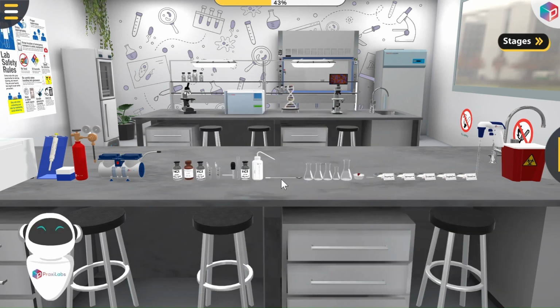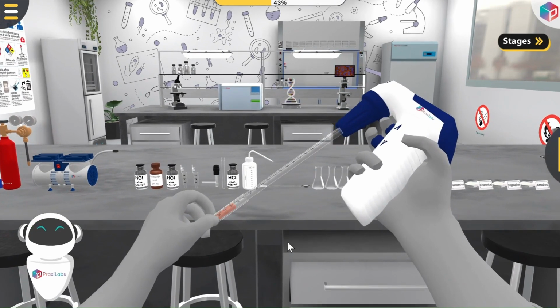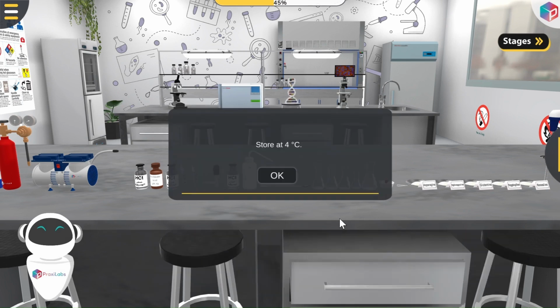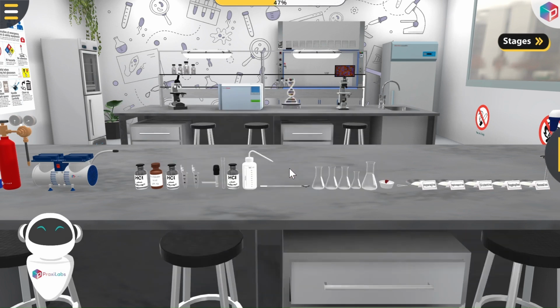Mix thoroughly using a pipette. Step 24. Fill the flask to the 500 milliliter mark with water. Store at 4 degrees Celsius.